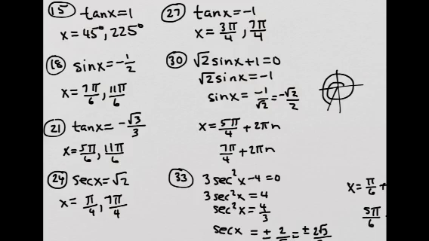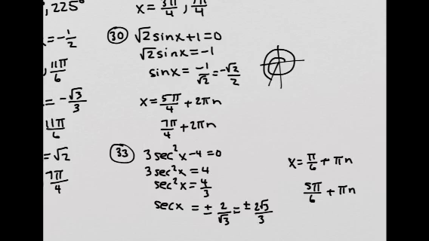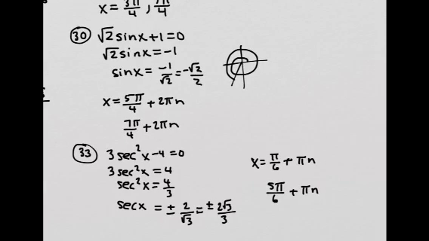For number 33, let's move it a little bit over. You add 4, divide by 3, and then take the square root. By taking the square root, you put plus or minus in front of the number on the right, and square root of 4 is 2, square root of 3 is square root of 3. Rationalize it and you get plus or minus 2 radical 3 over 3. Okay, so that's a pi over 6 angle for x.